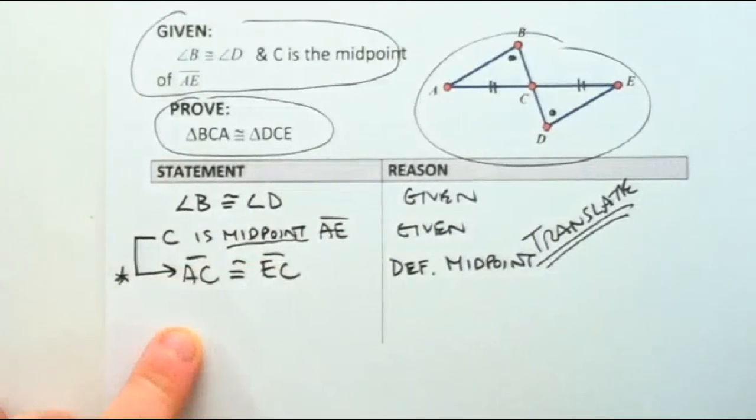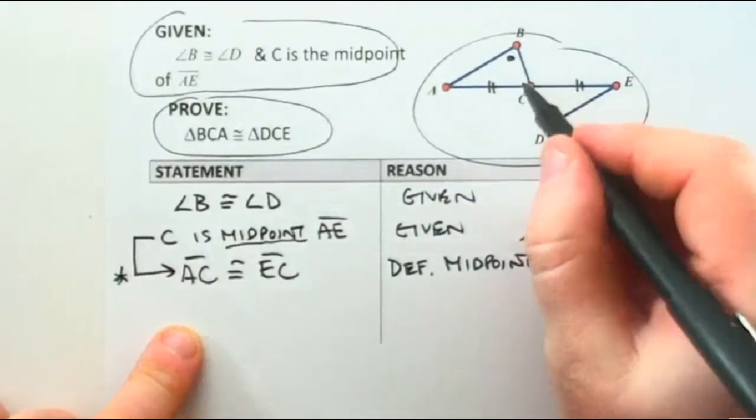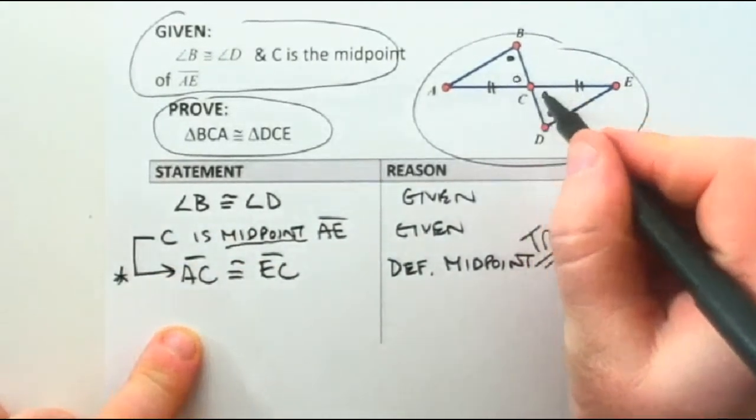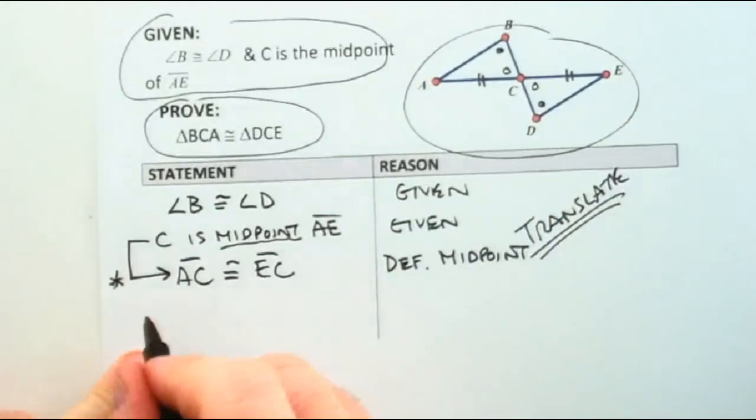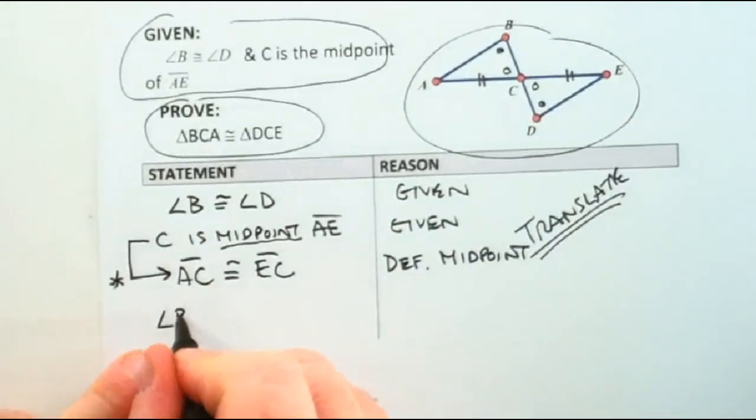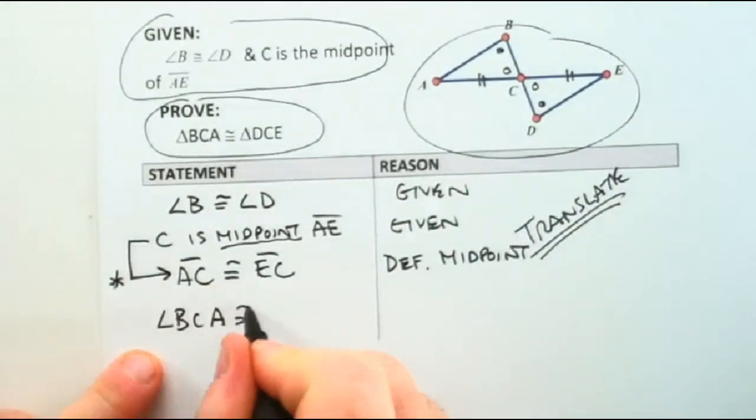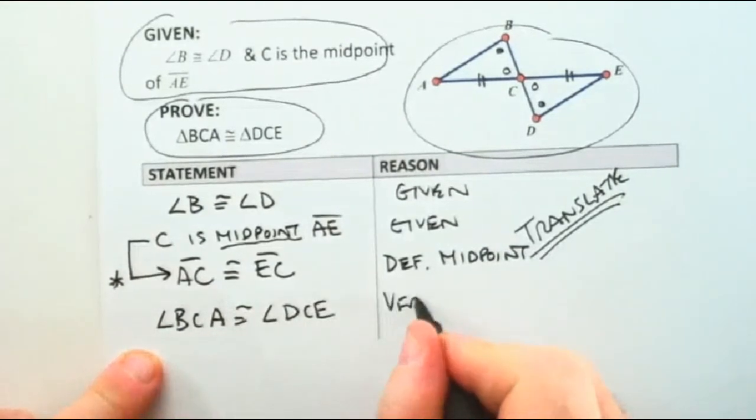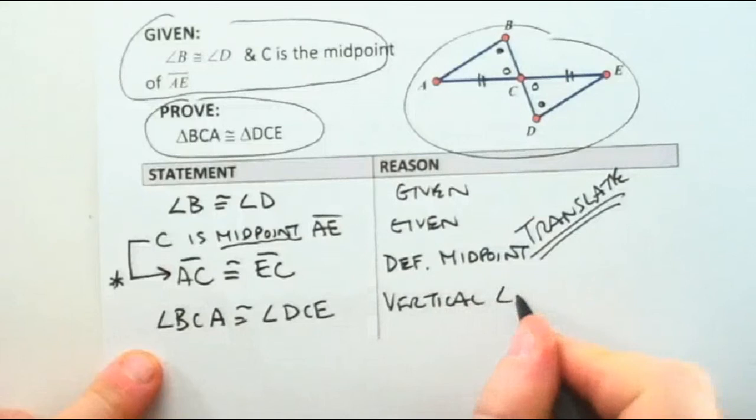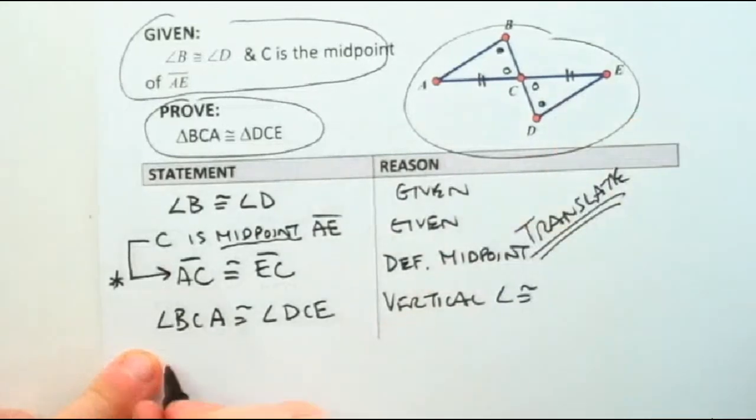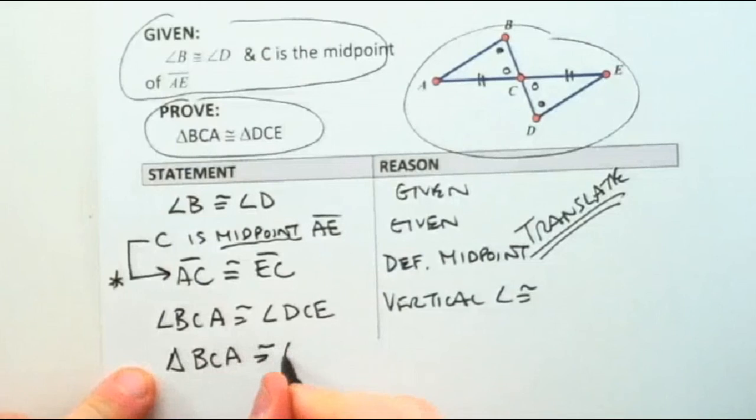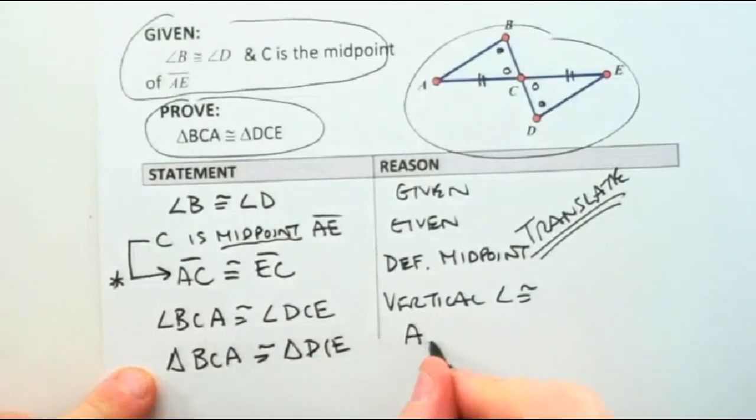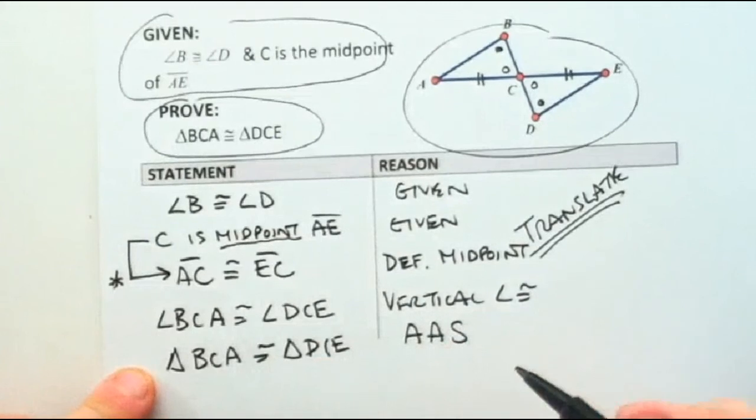Important step. Now we can go back to the problem. Hey, there's our vertical angle again. And so we can say angle BCA is congruent to angle DCE. Vertical angles are congruent. And now I have my triangle BCA congruent to DCE. And my reason is an angle, and then a side.